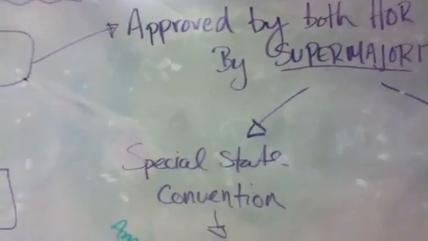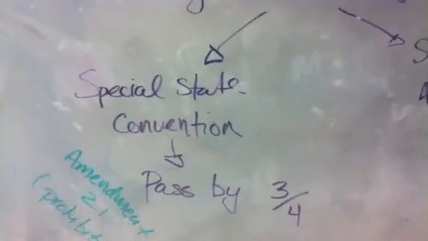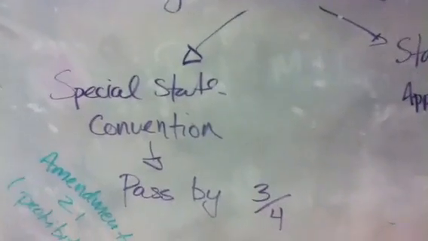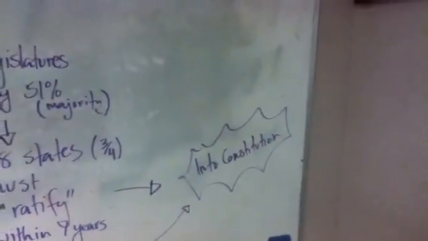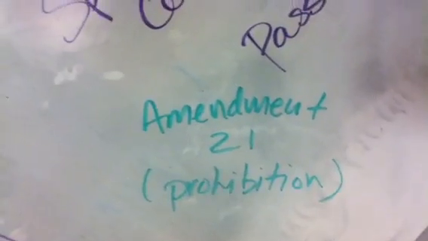So if the special state convention is called, then they need to pass it by 3/4 vote. 75% of these folks need to pass it, and then it will go directly into the Constitution. That's only happened one time. It's only happened in these special state conventions, and it was for the Prohibition Amendment.